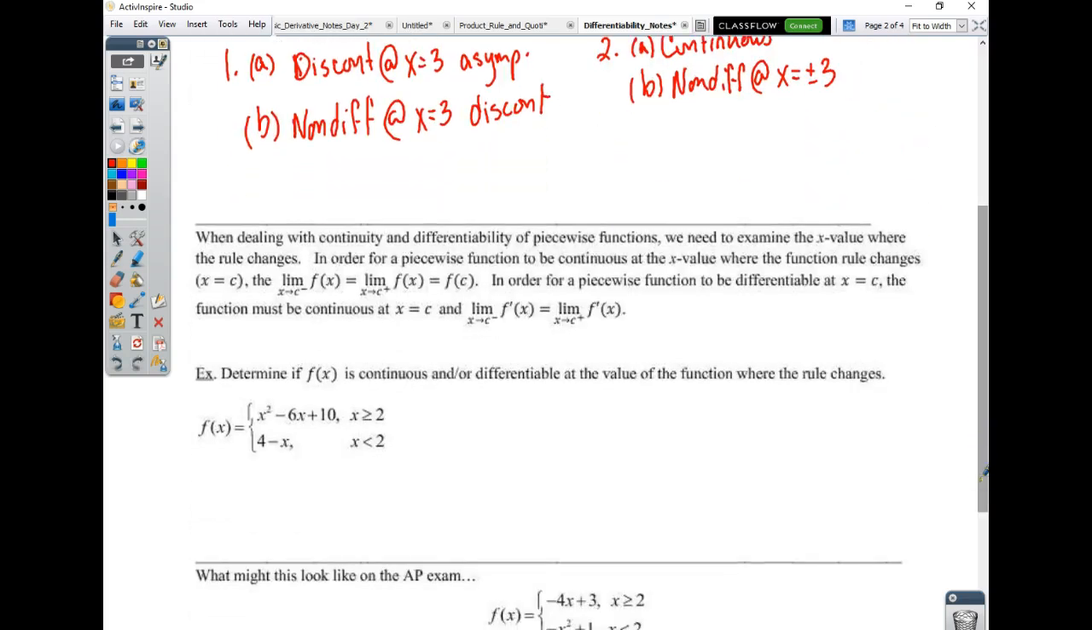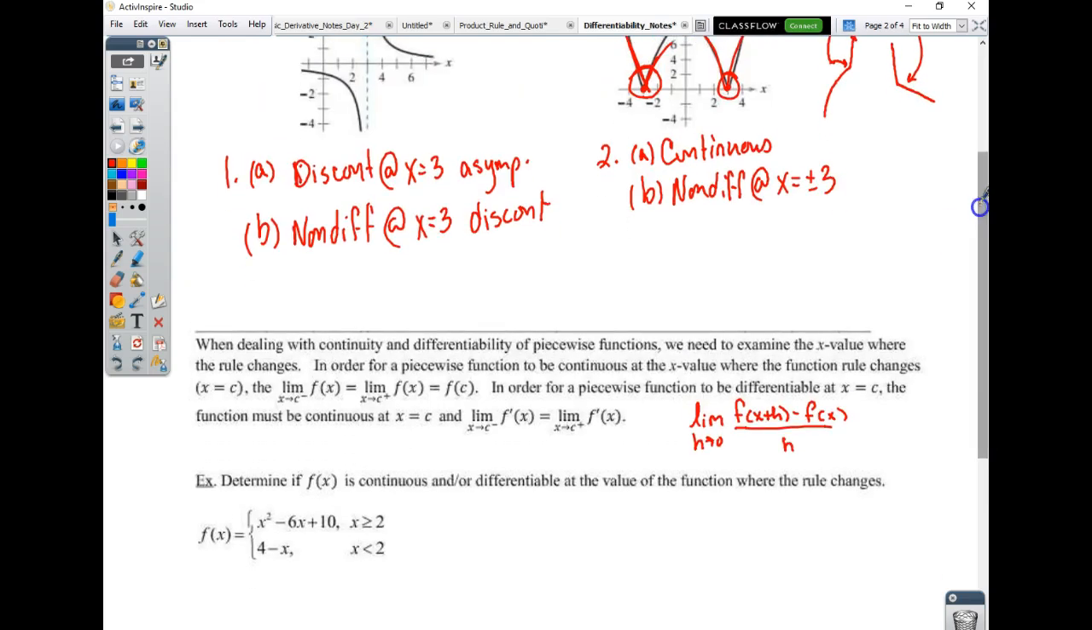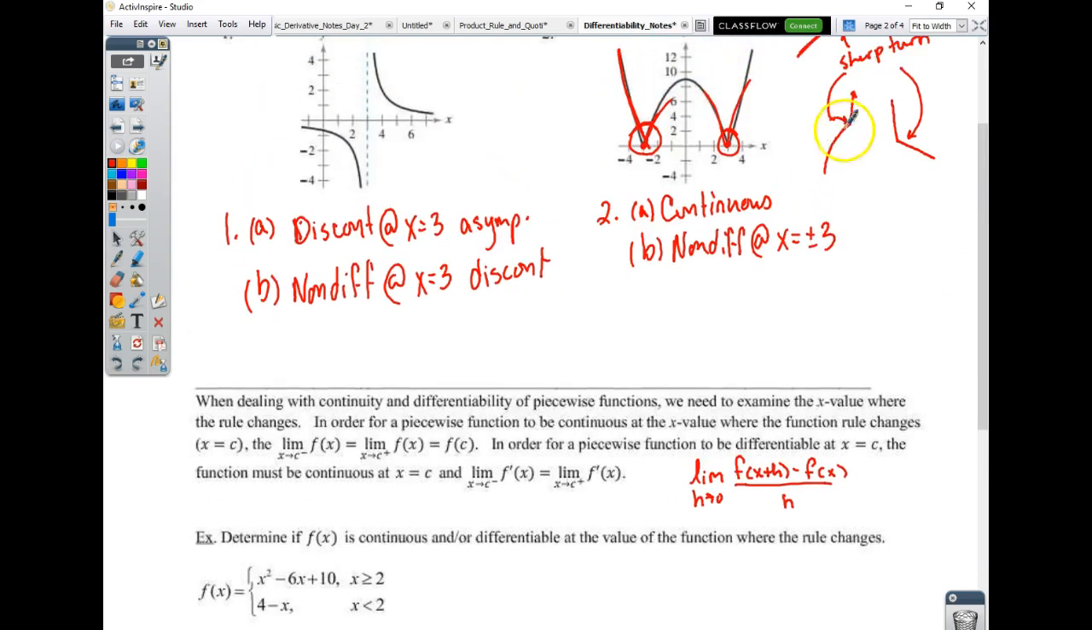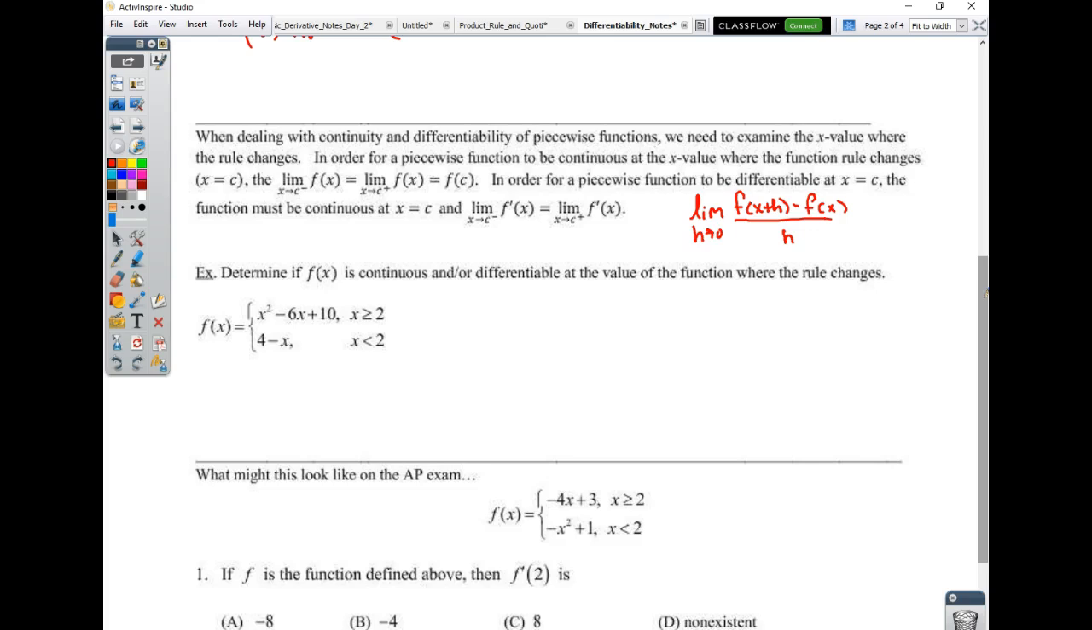The reason why is we have to remember that the definition of a derivative is technically the limit as h approaches 0 of f of x plus h minus f of x, all over h. So if we're looking at a specific point on these graphs, the rate of change on this side is really steep, while the rate of change on this side is really shallow. So the rates of change don't equal each other, and the left limit and the right limit wouldn't be equal.